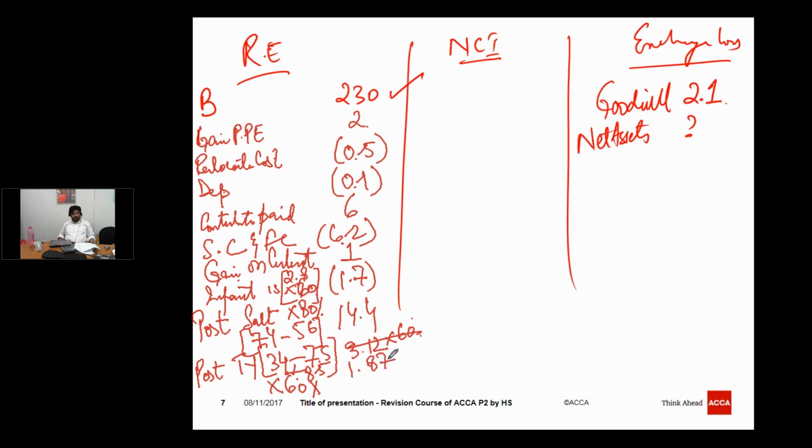So by adding all these values, we got the final amount of the retained earnings. That will be approximately 246 point something. Please do calculate all the amounts. You got the value of 246 point something.